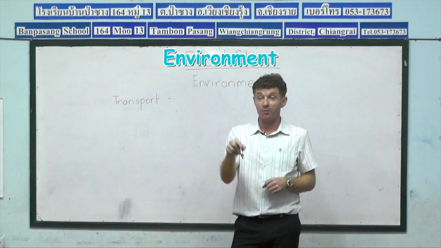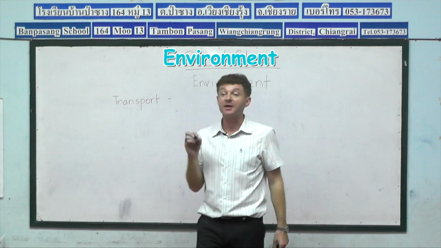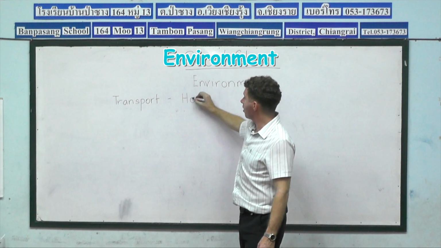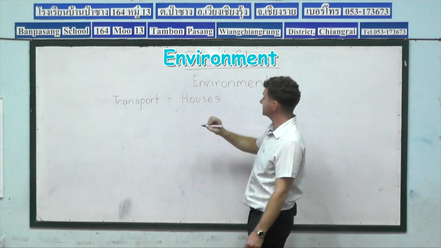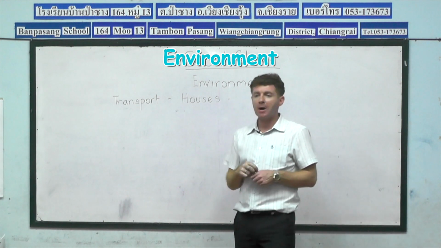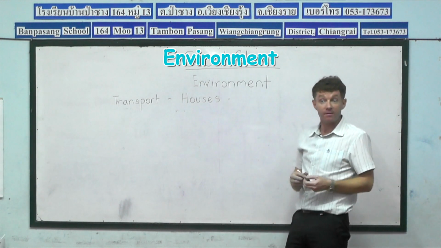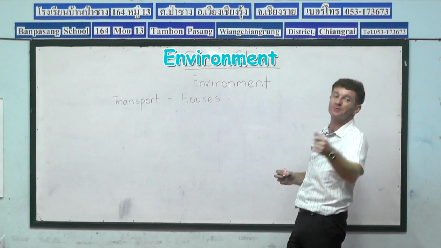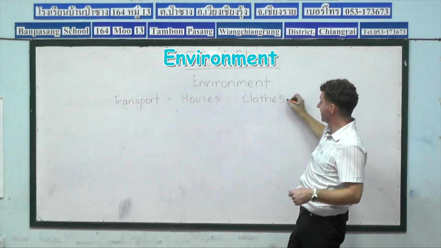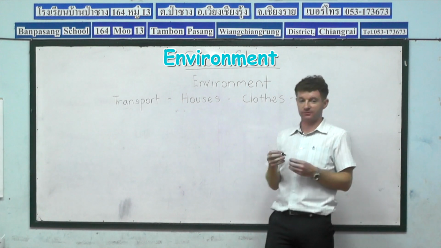And I've already heard another way. Somebody said, beginning with H. Houses, yes, the places where we live play a big role in our environment. So how do we spell houses, guys? H-O-U-S-E-S. So far, transport. Houses. And how about everything that we wear? Clothes. Clothes play a big part in our environment because everybody's wearing clothes. How do we spell clothes? Excellent. Transport. Houses. Clothes. And one more.